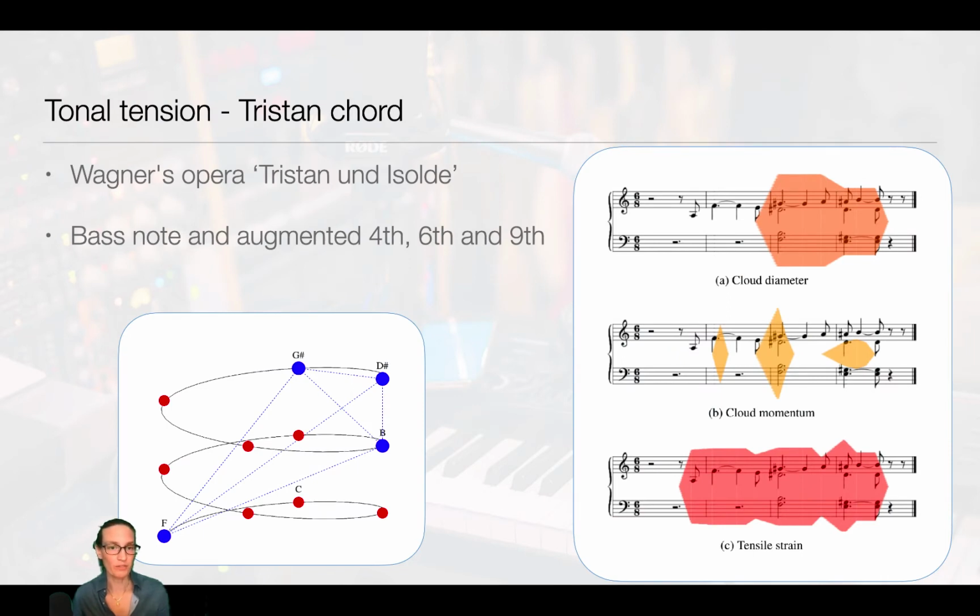Here's an example of a famous tense chord called the Tristan chord. It's from the opera Tristan and Isolde, and each time the Tristan character enters the stage, this tense chord is played to create this affiliation with the character. If we put this chord into the spiral array and we compute our 3 metrics, the diameter or the size of this cloud basically, the momentum or the change between fragments, and lastly the tensile strain or the distance between key, we notice that this is an example of a very tense chord.